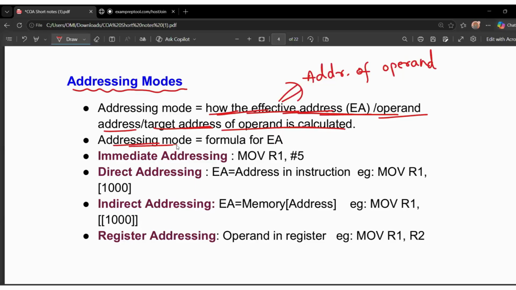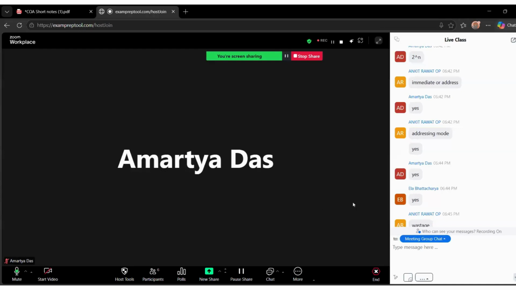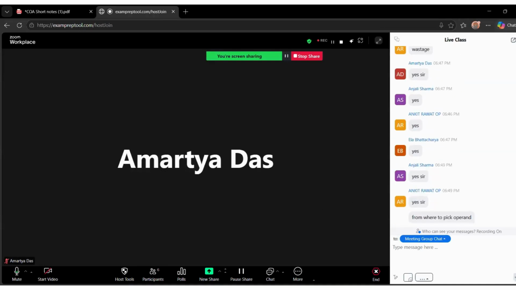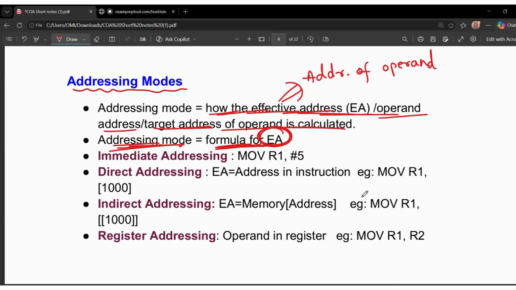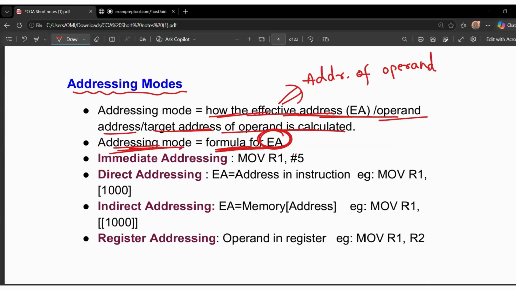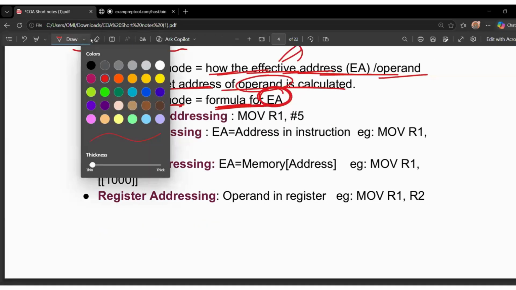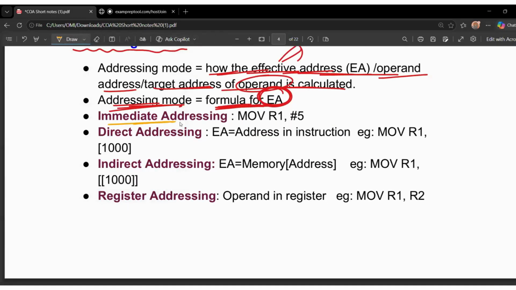The different addressing modes are formulas for the effective address, which means they tell the different ways, from where to pick the operand. So it will tell how the effective address or target address of the operand is calculated. First is immediate addressing mode.